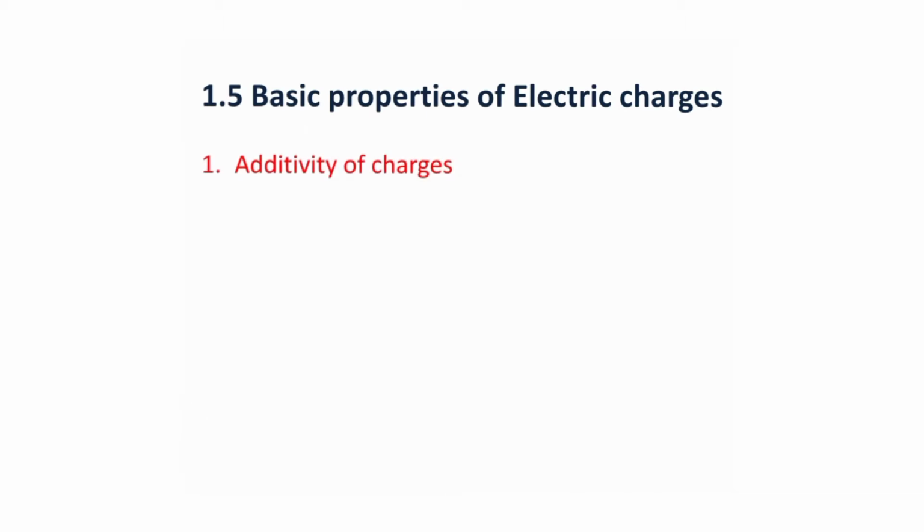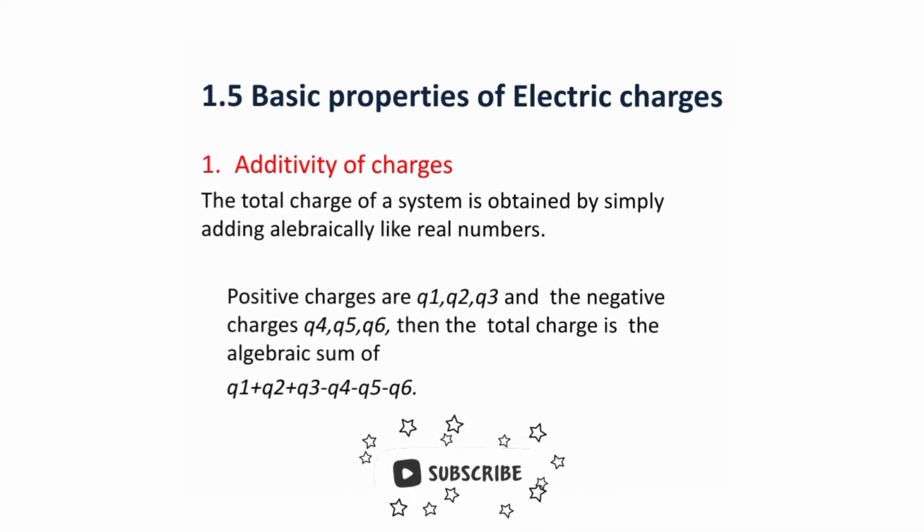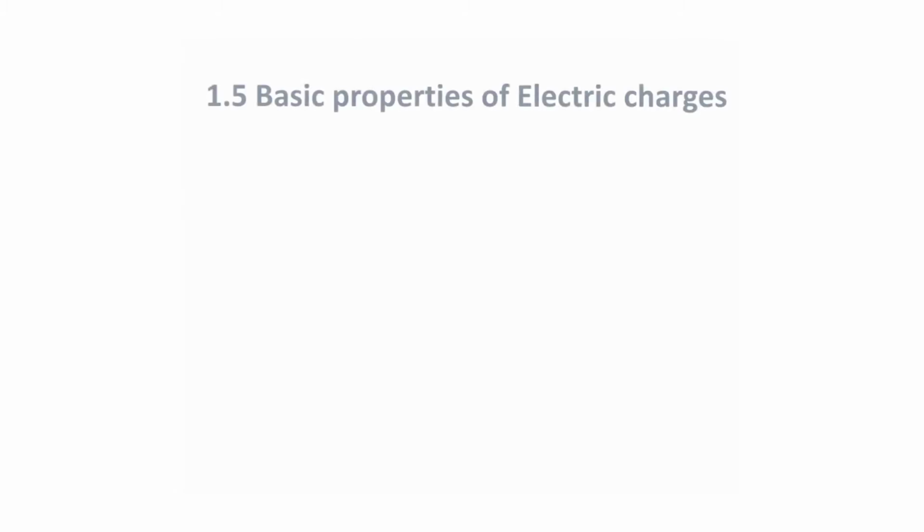The first one is additivity of charges. We know that charge has magnitude but no direction. It can be either positive or negative. The total charge of a system is obtained by simply adding algebraically like real numbers. If the positive charges are Q1, Q2, Q3, and negative charges Q4, Q5, Q6, then the algebraic sum is Q1 plus Q2 plus Q3 minus Q4 minus Q5 minus Q6. This is the first property of electric charges.